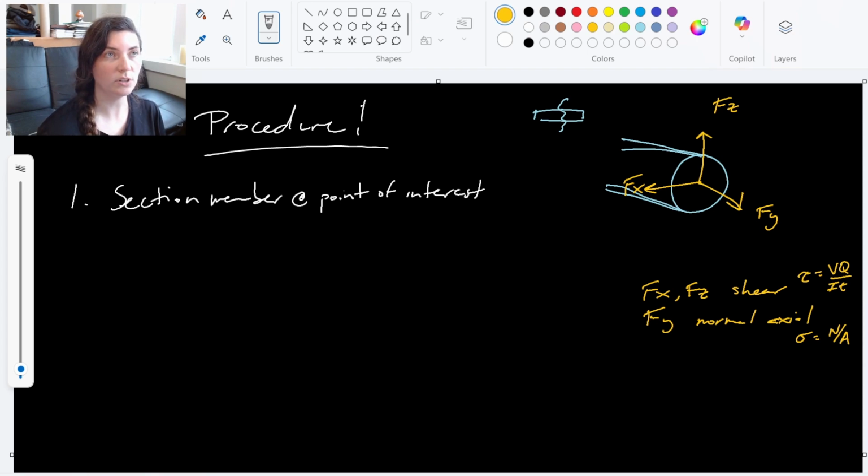So those are our 3 forces, and then you can also have moments. Right, so I'm going to draw each of these moments. Here's the moment about the z-axis, the moment about the y-axis, and a moment about the x-axis.